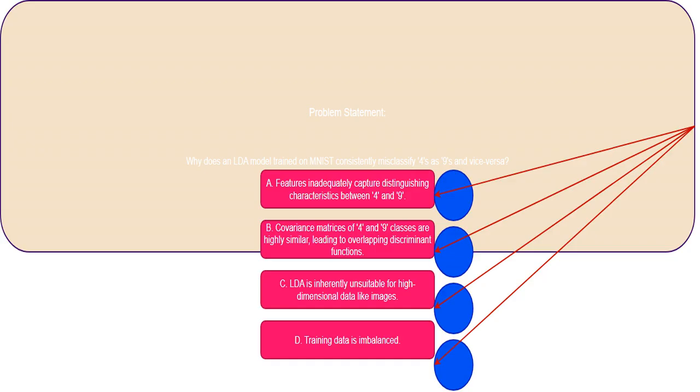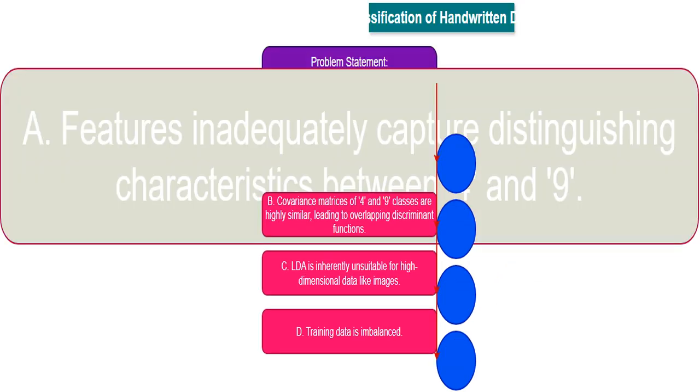We see the problem. We're using linear discriminant analysis, LDA, to classify handwritten digits. The model is confusing 4s and 9s, which means something is wrong with the approach. Let's figure out why. This is a plausible reason. The features we use to describe the digits might not highlight the important differences between a 4 and a 9. For instance, if the features don't capture the presence of a closed loop, which is key for a 9, LDA can't distinguish between the two.